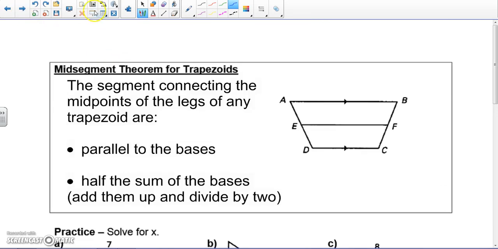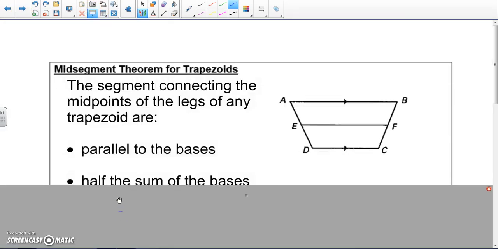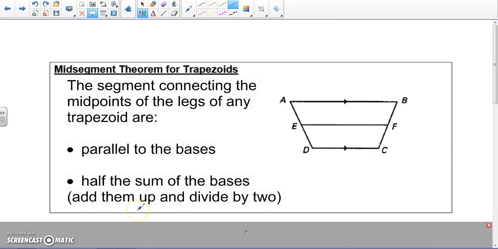Next page. The mid-segment theorem for trapezoids. So I'm going to pause, and you guys can write this on your own. But the mid-segment of a trapezoid is the segment connecting the midpoints of the legs of each side. So it's connecting the midpoints of the legs. So midpoint, midpoint. So this here is the mid-segment. Alright, so I'll pause while you finish writing down.